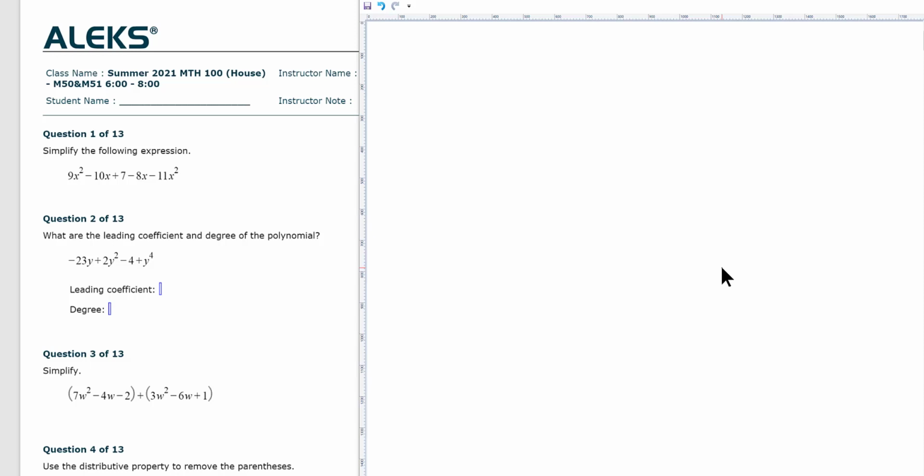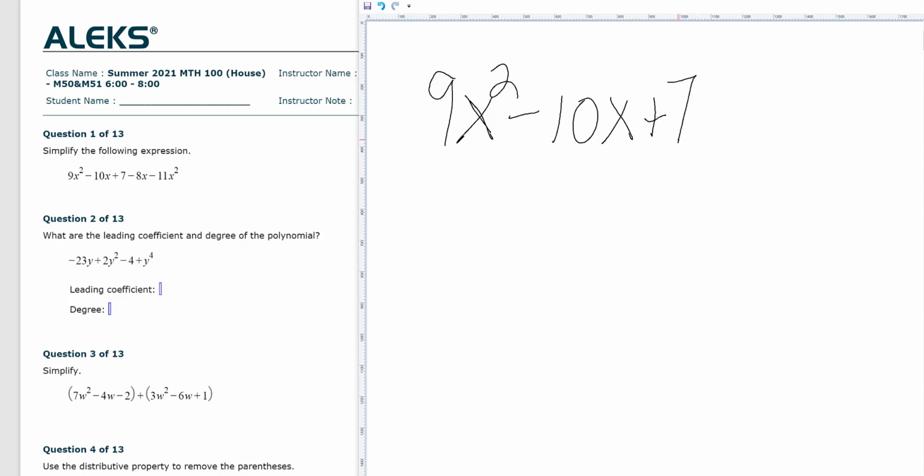Lesson 7, Question 1. Simplify the following expression. 9x squared minus 10x plus 7 minus 8x minus 11x squared.